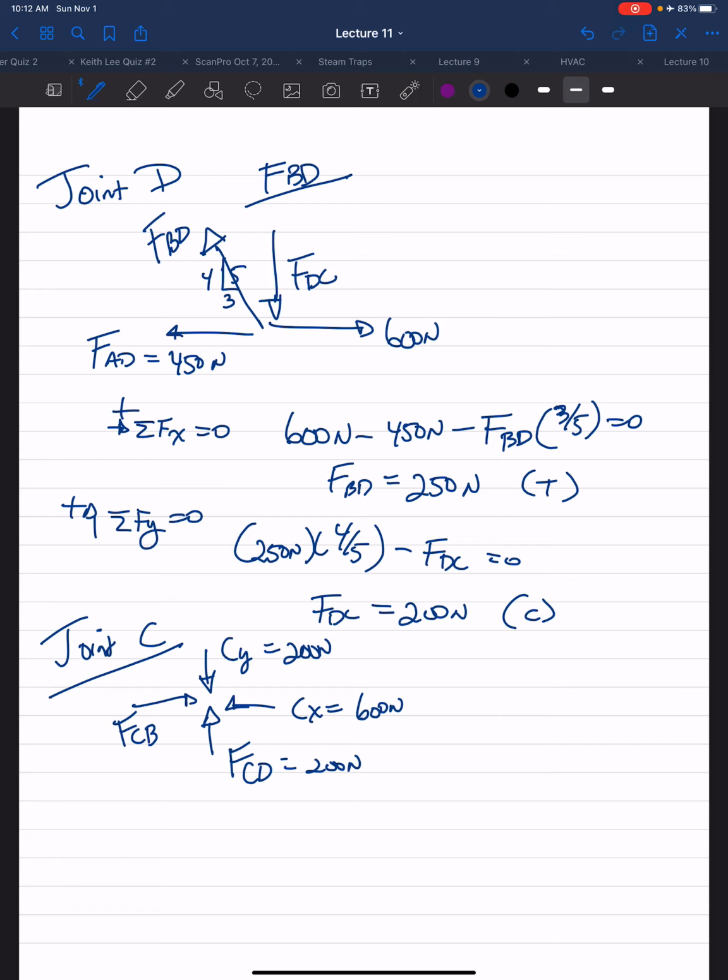So to calculate the last member force, FBC, sum of forces in the X direction, we have FBC minus 600 newtons equals 0. So FBC is 600 newtons. So we have solved for the force in every member of this truss diagram.